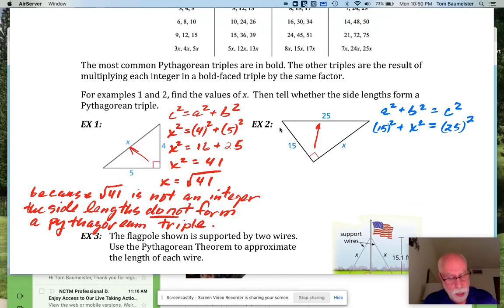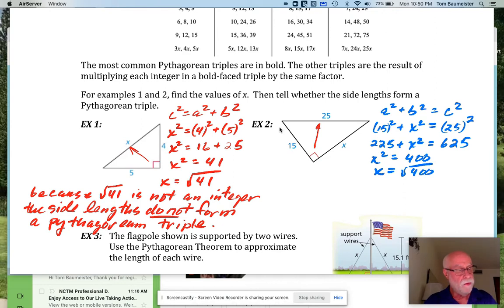Now 15 squared is 225. So we're going to have our plus x squared, and 25 squared is 625. So now to get the x by itself, we're going to subtract that 225. So 625 minus 225 will give us that x squared is equal to 400. So again, to undo a square, we're going to square root it. And the square root of 400 is 20.